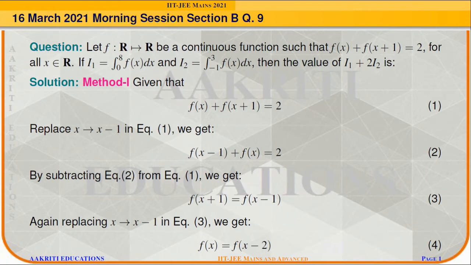Question says, let f maps from R to R be a continuous function such that f of x plus f of x plus 1 is equal to 2 for all x belongs to R. If I1 is equal to integration f of x from limit 0 to 8 and I2 is integration f of x from limit minus 1 to 3, then we need to find the value of I1 plus 2 times I2.